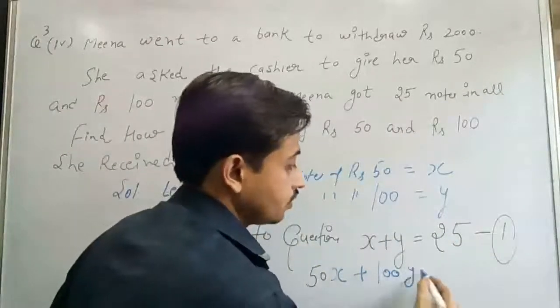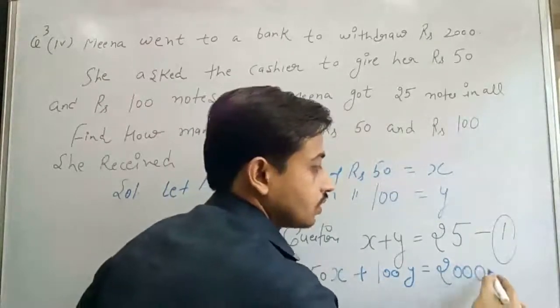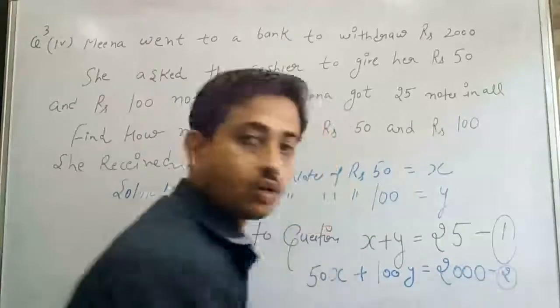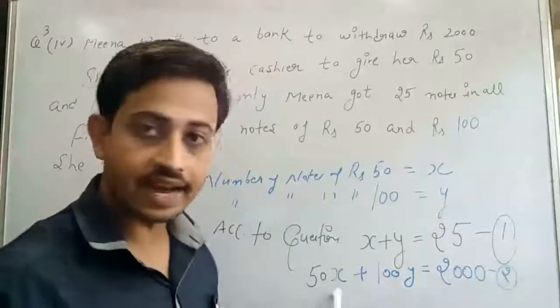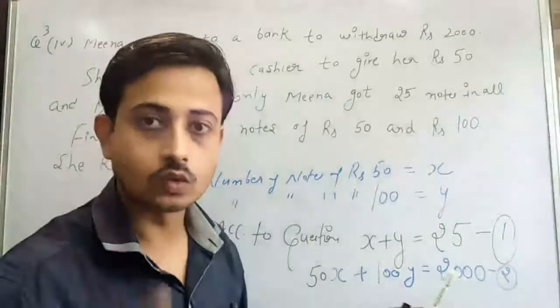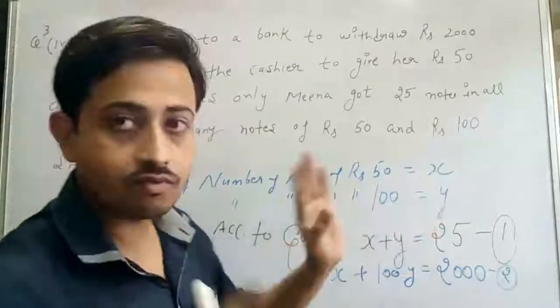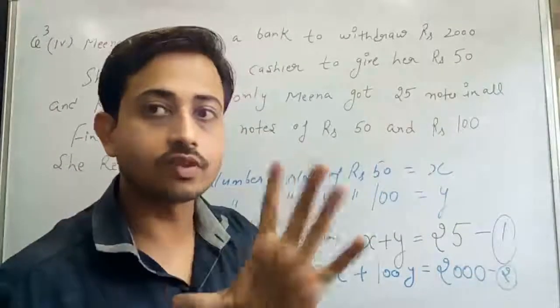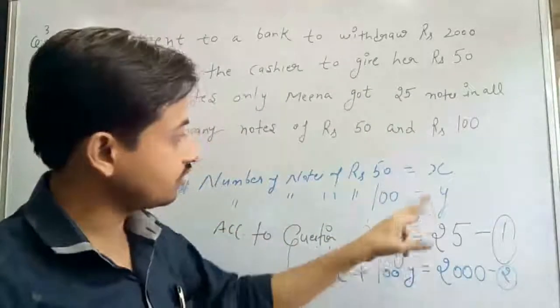100 into Y, which is equal to what? 2000, because the total amount in terms of 50 rupees and 100 rupees, if we add them, we get 2000 rupees. So I hope this concept is clear, because I have one note of 50 rupees. If I have 5 notes, then 50 into 5, 250. So what we have to do?